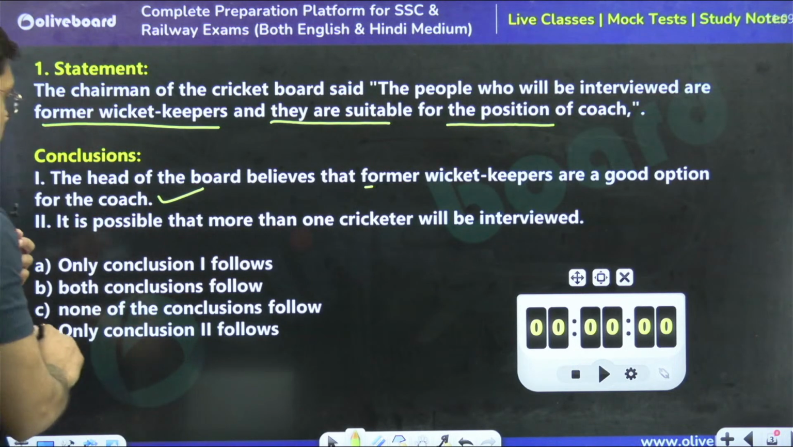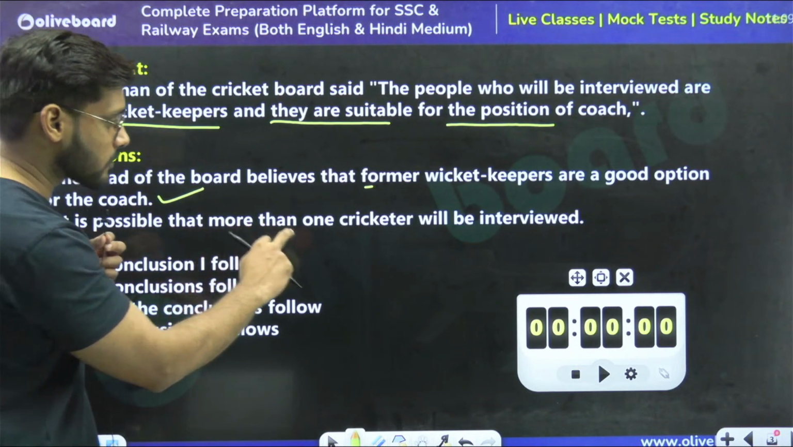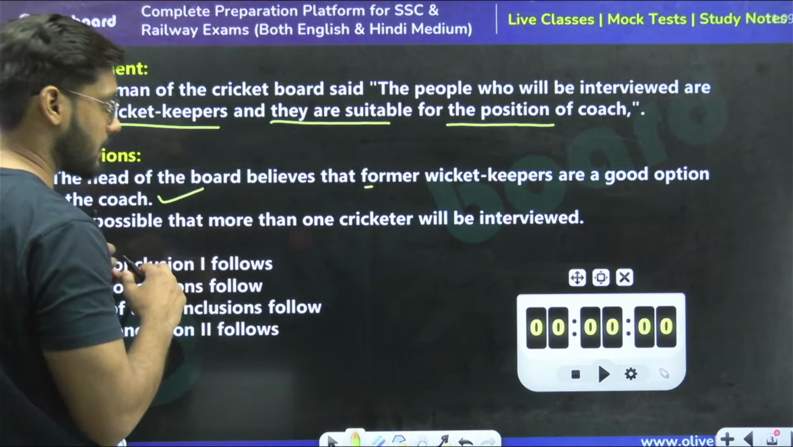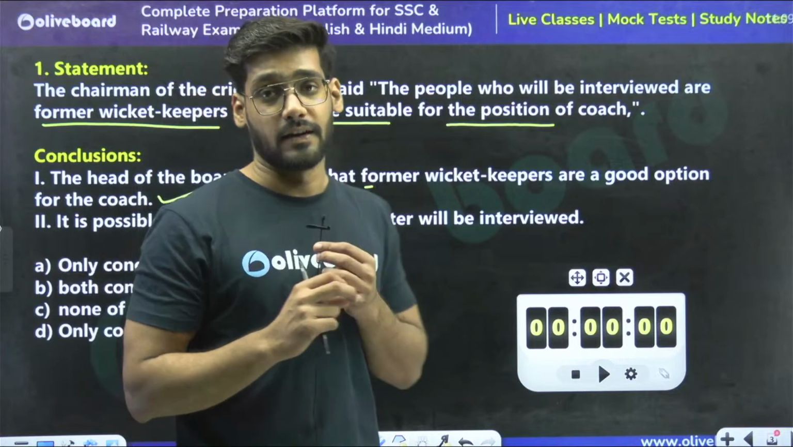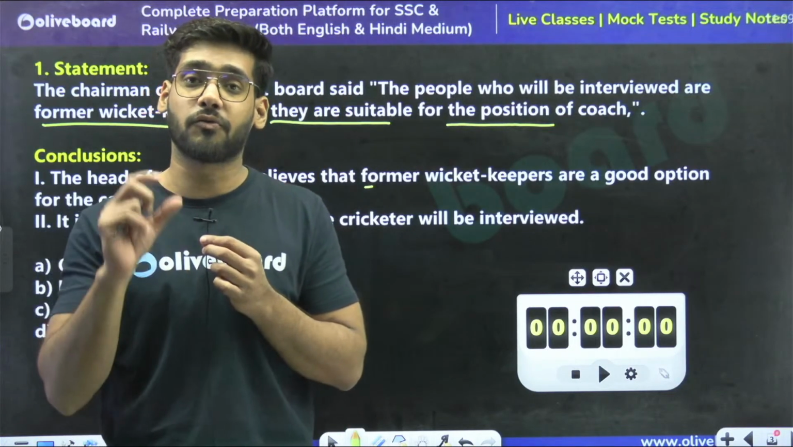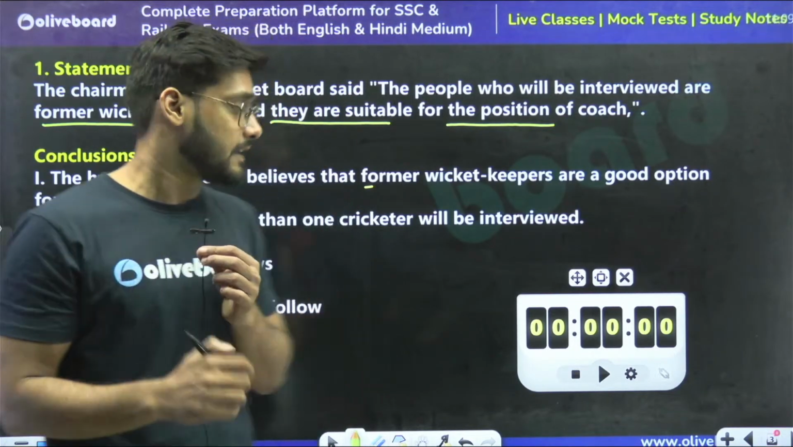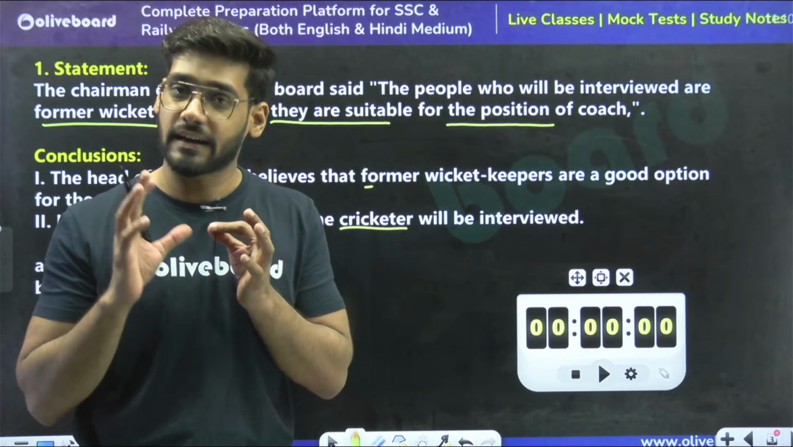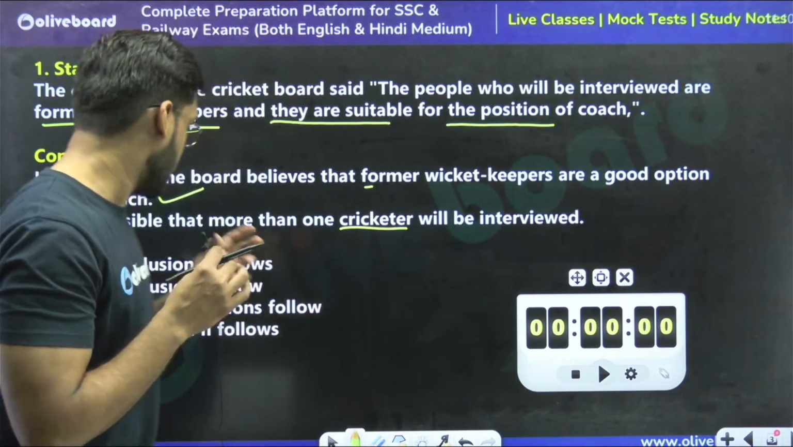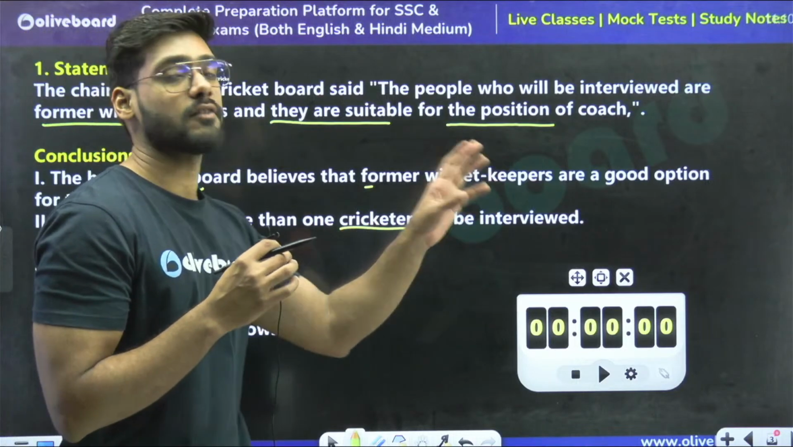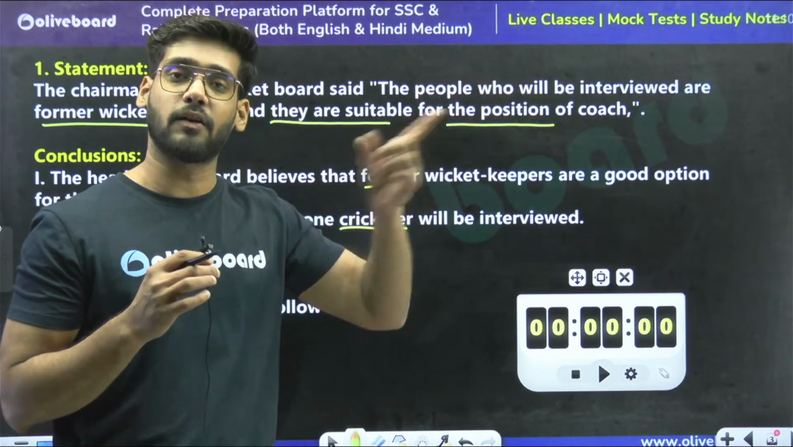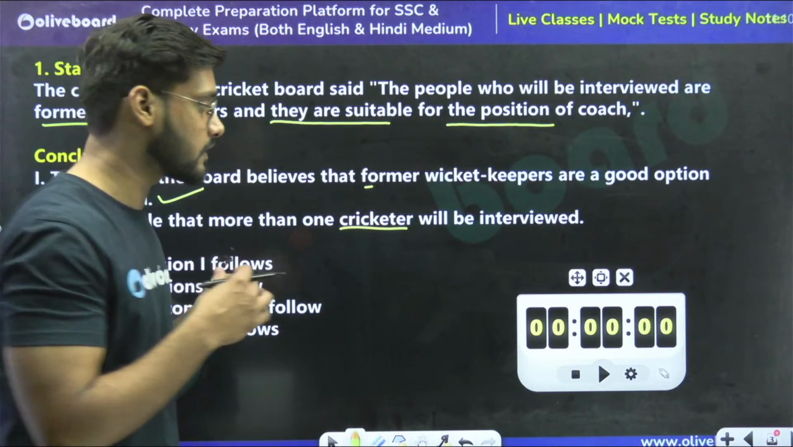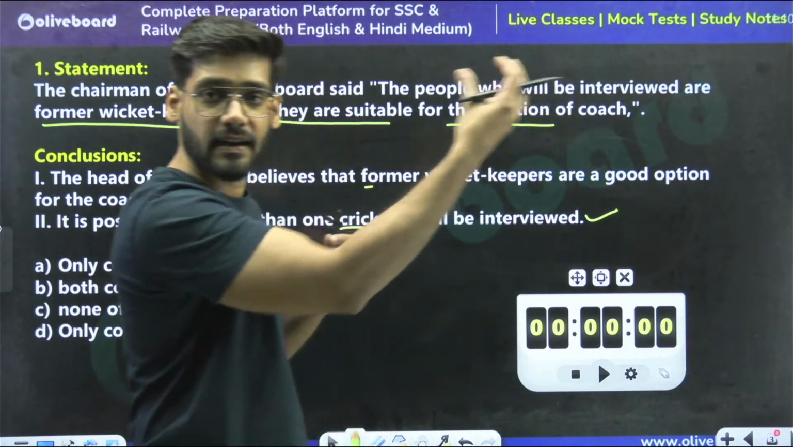Similarly, the second conclusion says it is possible that more than one cricketer will be interviewed. Yes, it is possible because a wicket keeper is also a cricketer, right? So it may be possible that more than one cricketer will be interviewed because they have not specified that only one wicket keeper will be interviewed. So this is also a true conclusion that we can conclude.